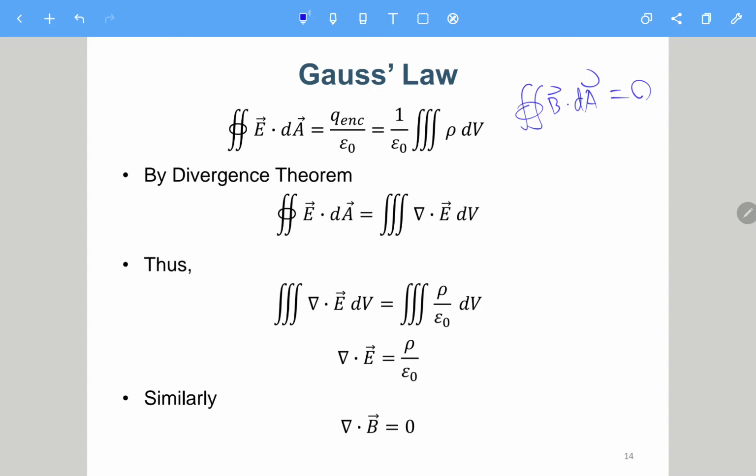because we have no magnetic monopole. Okay, so we already derived the two Gauss laws in differential form.